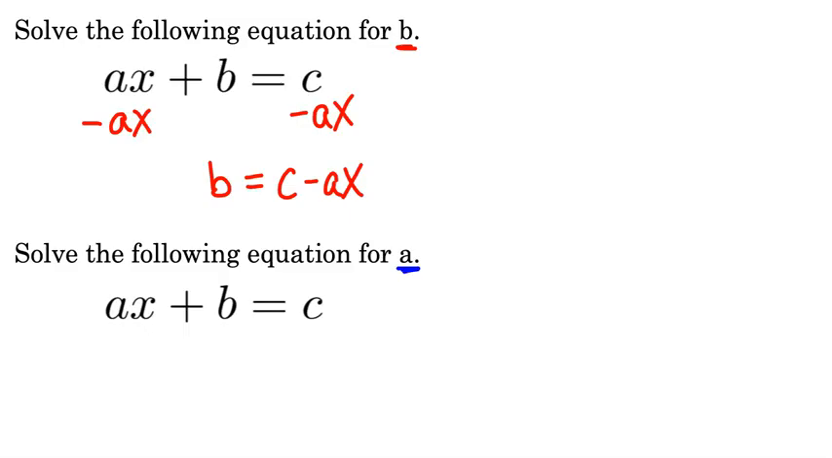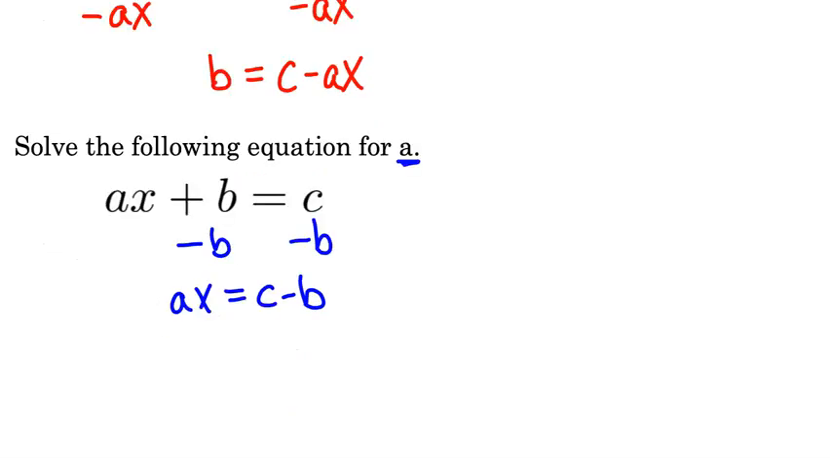In the next part, they're asking us to solve for a in that same equation. Now solving for a, we would subtract b from both sides of the equation. We would have ax equals c minus b. I'll scroll down, and we want to solve for a, so we can divide both sides of the equation by x. And we have a equals c minus b divided by x.